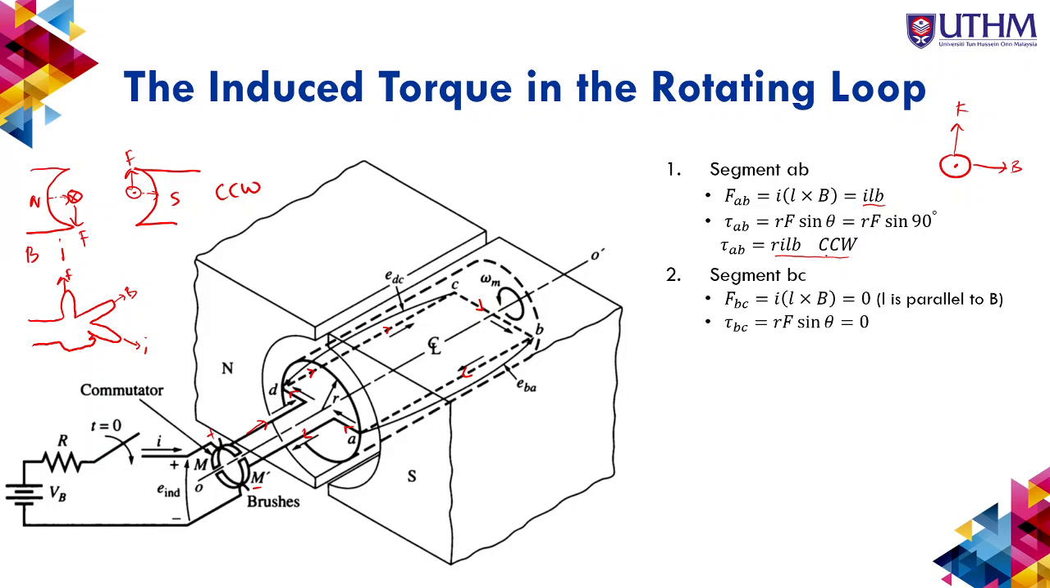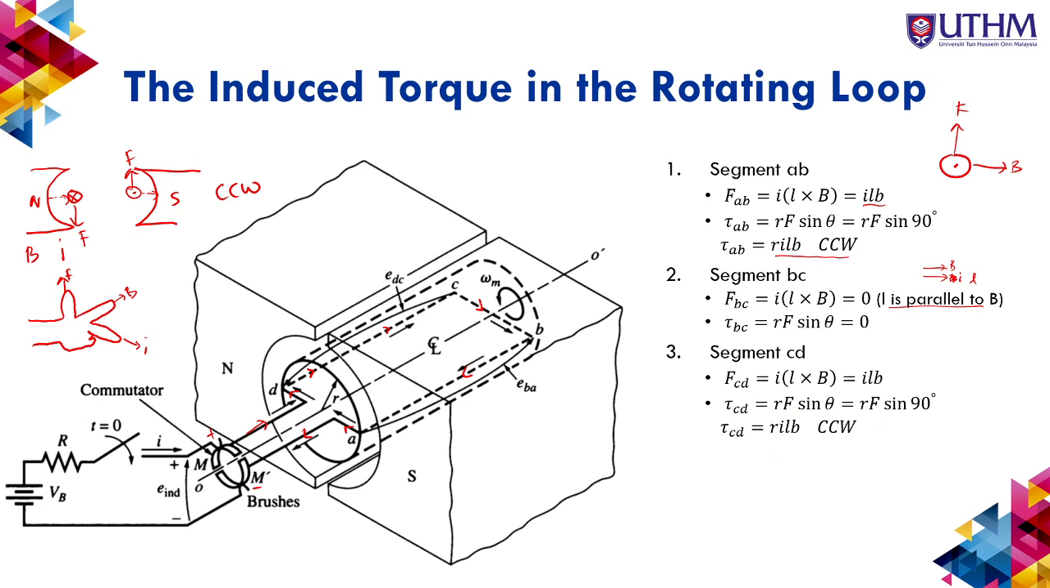Then segment BC. Since the conductor here is parallel to B, this is the direction of current, and this is the direction of B, and also the length. Since they are parallel, the value of force is 0, and the value of the torque also will be 0.